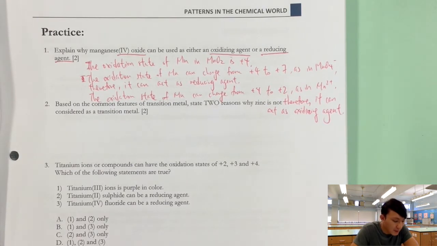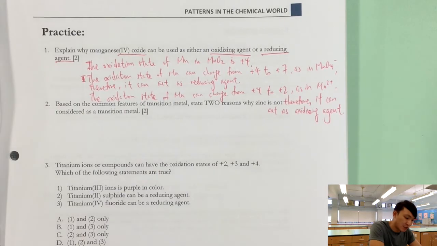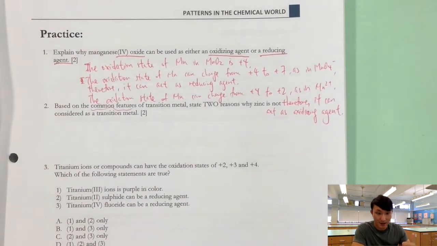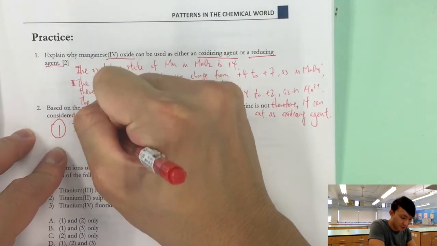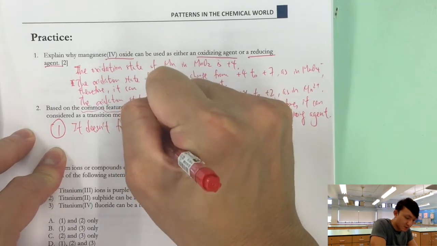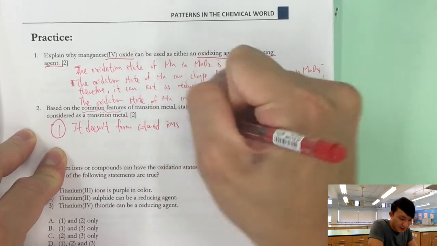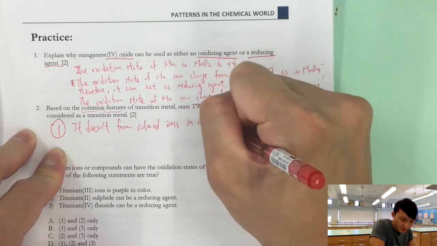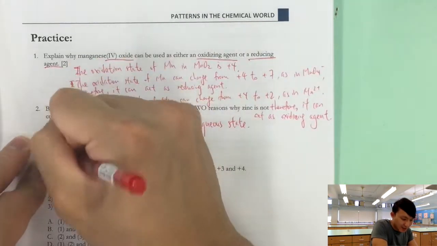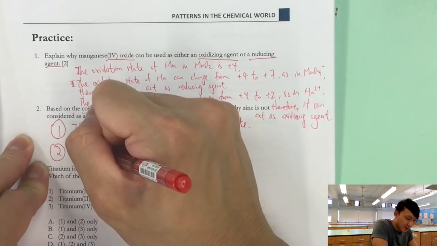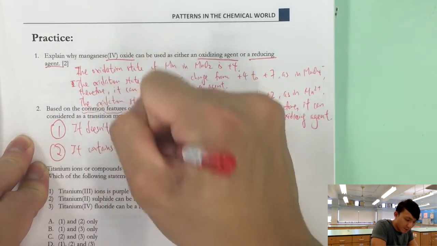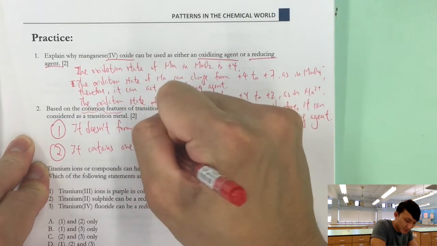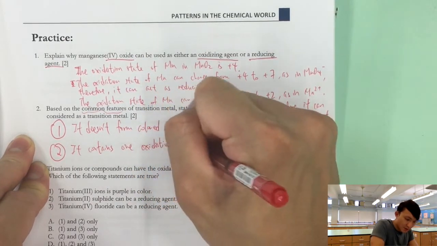Okay. Now, question 2. Based on common features of transition metal, state 2 reason why zinc is not considered as transition metal. Now, so based on the common features, we only talk about 2. So the first one is colored ion. So the first one we will say it doesn't form colored ion, okay, in aqueous state. And secondly, it contains one oxidation state in compound only.